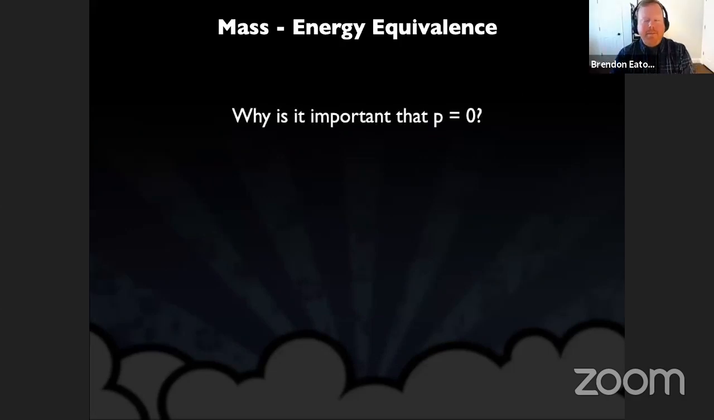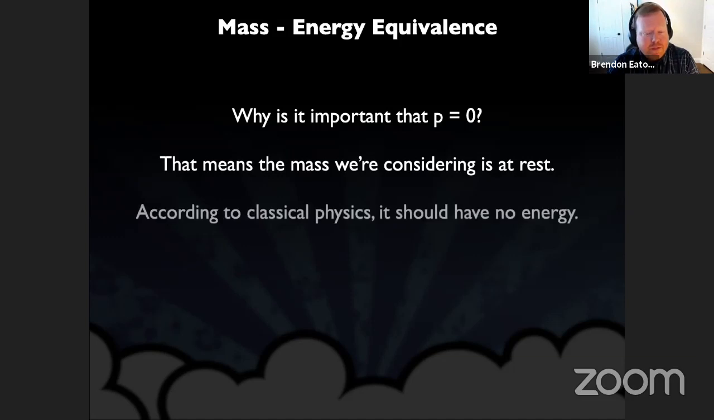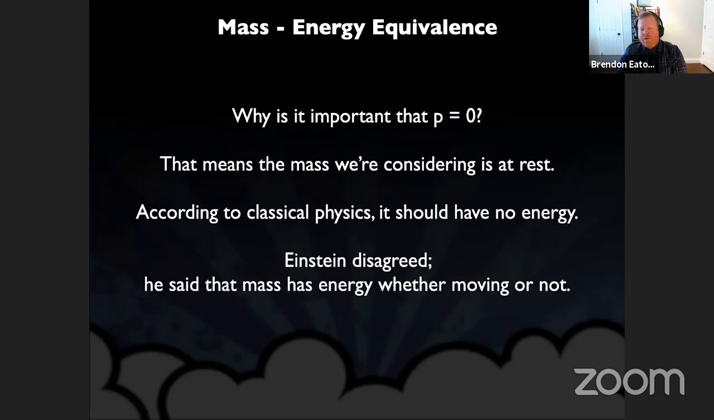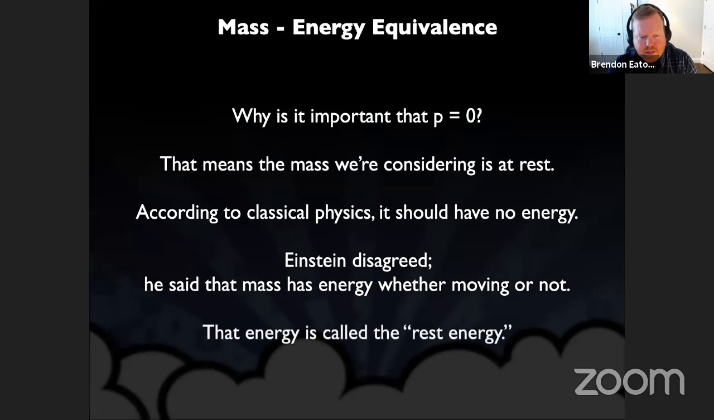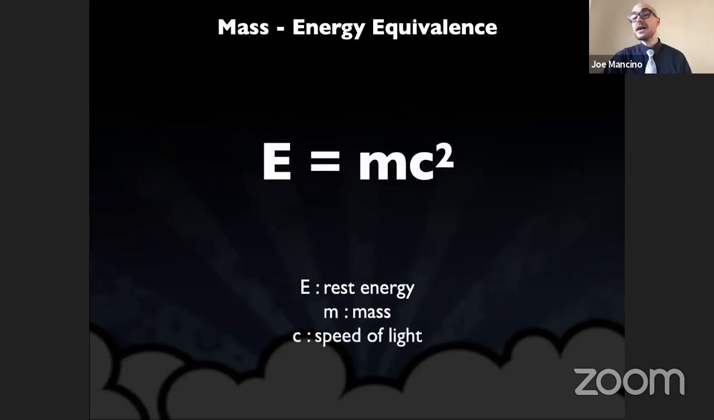And why is it important that momentum is equal to 0? It just means that we're talking about the mass at rest. It's not moving. And according to classical physics, it would have no energy. But Einstein disagreed. He said that whether or not the mass was moving, it still had energy. So if it was at rest, this energy is called the rest energy. So E equals MC squared, where E is the rest energy, M is mass, and C is the speed of light. I'd say take a screenshot, but I feel like you knew this one when you signed up for physics.